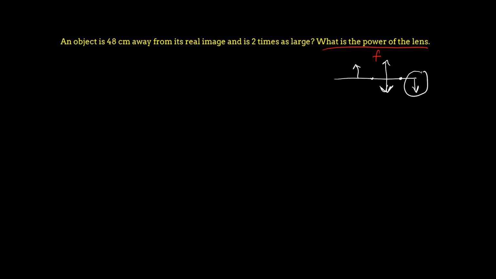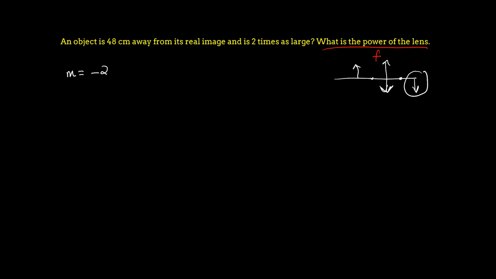So whenever it says 2 times as large, the magnification has to be -2. Again, go back to the first video, the sign convention. If the image is real and inverted, the magnification is going to come out negative. Again, the negative sign tells us it's inverted.